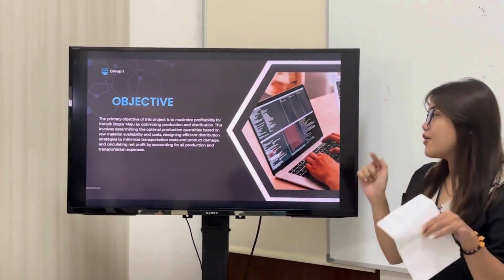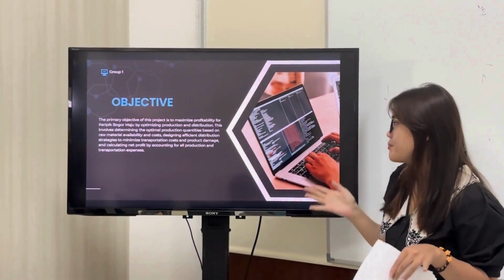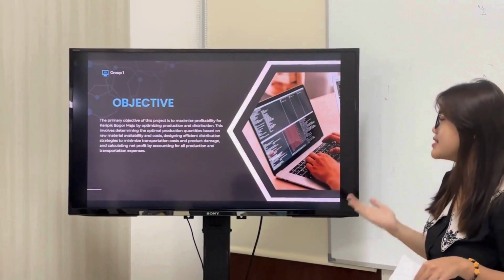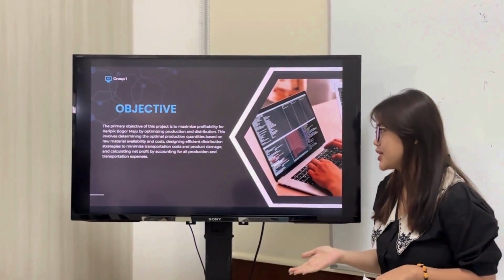The objective of this project is to maximize profitability for Keripik Bogor Maju by optimizing production and distribution.